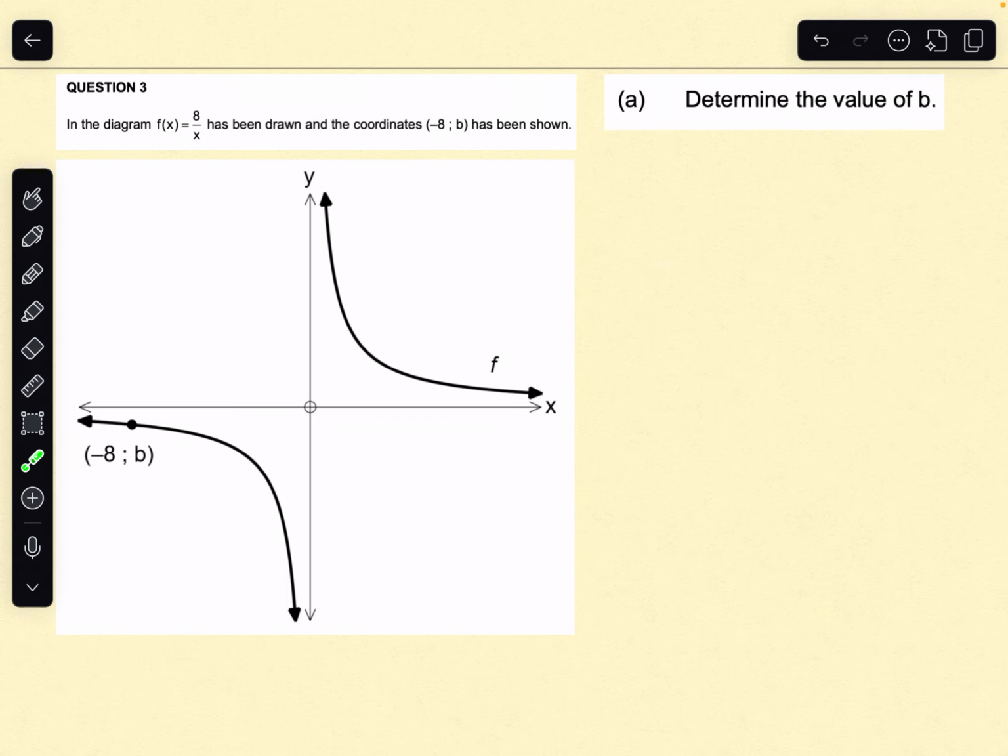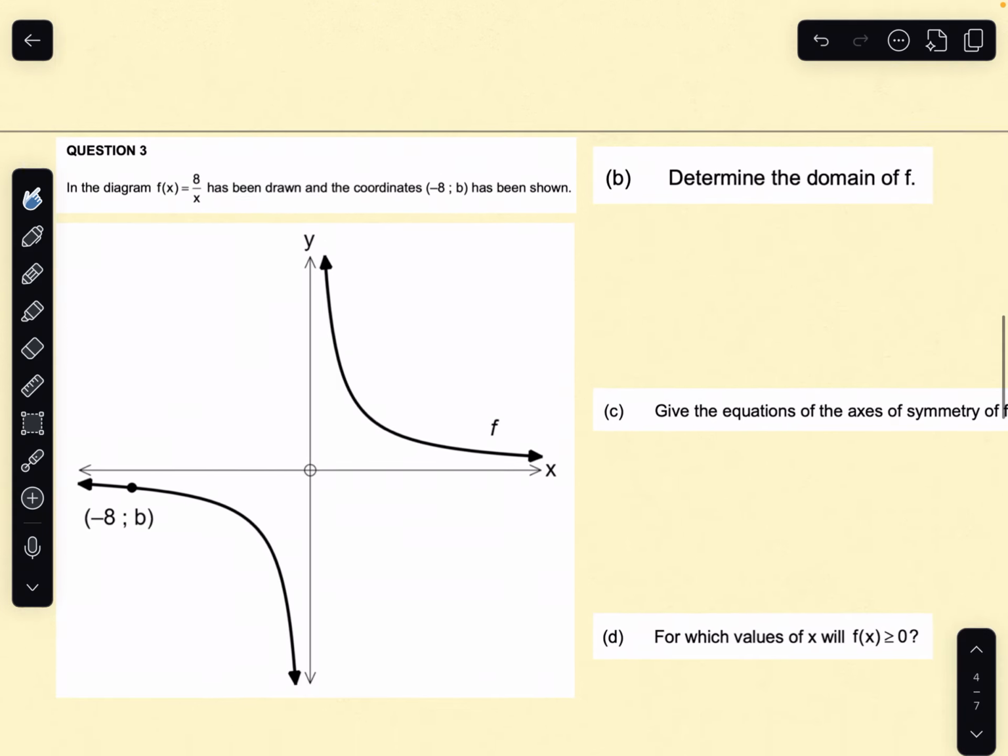And then there's a point that we're given. We have the x coordinate, we don't have the y coordinate. Right. So the first thing we're asked to do is to determine the value of b. So basically when x is equal to -8, what is the output of this function? So b is equal to f of -8, right? If we put -8 into the function, what comes out? So that will be 8 divided by -8, which is then -1. So our b is -1.